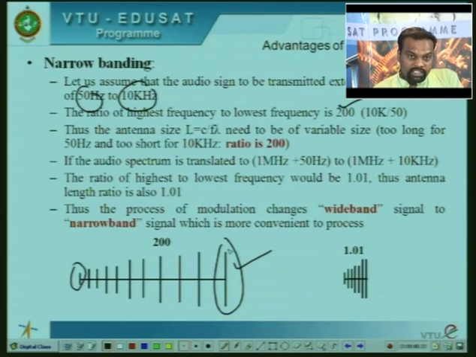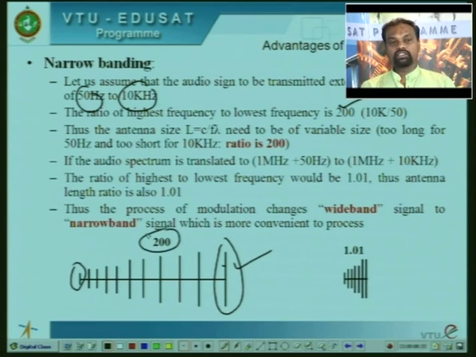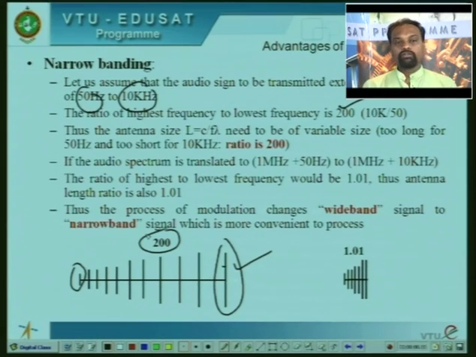The shortest element that is available in an antenna can receive a 10 kilohertz signal, and the longest element that is available can receive a 50 hertz signal, because the ratio between the highest frequency and the lowest frequency is going to be around 200. These are the different elements that are required on an antenna for transmission and reception without modulation.